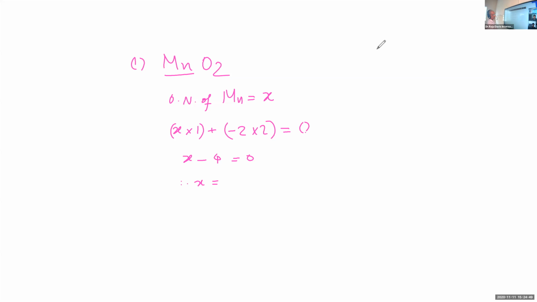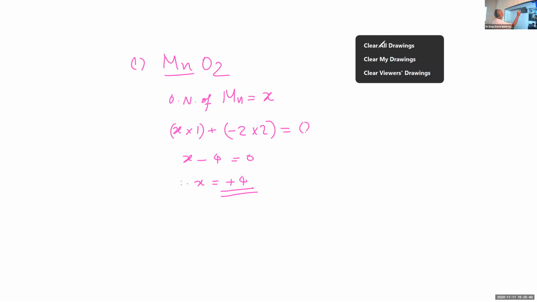What is the oxidation number of manganese? What will be your value? You say? 4? No. What is oxidation number? The net positive or negative charge. So plus charge or minus charge. So you must say plus 4, not simply 4, it is plus 4. 4 is plus 4 in our mathematics, arithmetic, but when you give the oxidation numbers, you must say whether it is plus or minus, positive or negative. It is compulsory. So it is a plus 4. Okay.